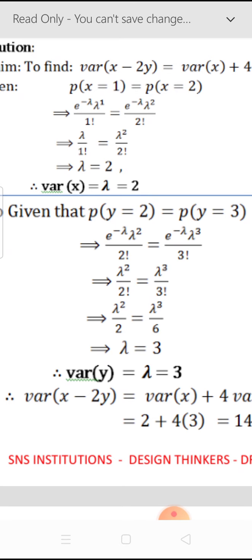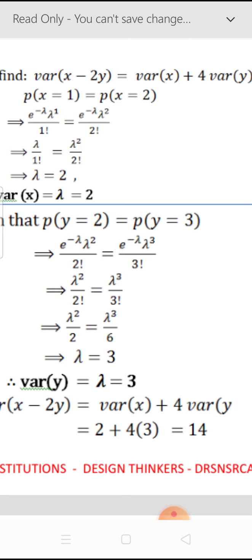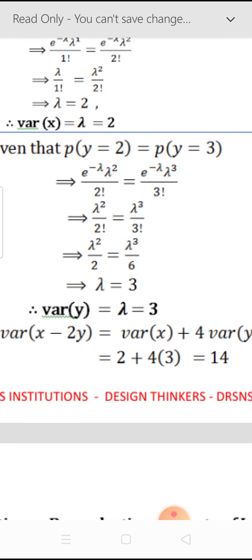Also given that probability of y equal to 2 equals probability of y equal to 3. Again applying the Poisson distribution formula for the variable y, you get e power minus lambda, lambda power 2 by 2 factorial on the left hand side, and e power minus lambda, lambda power 3 by 3 factorial on the right hand side. Cancelling e power minus lambda on both sides, lambda square by 2 factorial equals lambda cube by 3 factorial. The value of 2 factorial is 2 and the value of 3 factorial is 3 into 2 into 1 equal to 6. Cancelling, we get lambda equal to 3. Therefore variance of y is equal to 3.